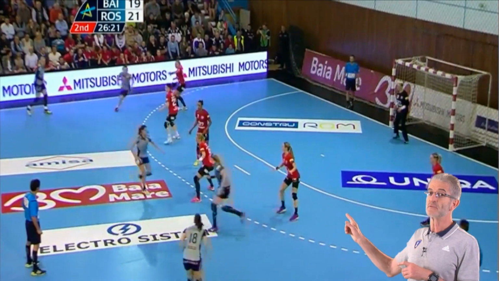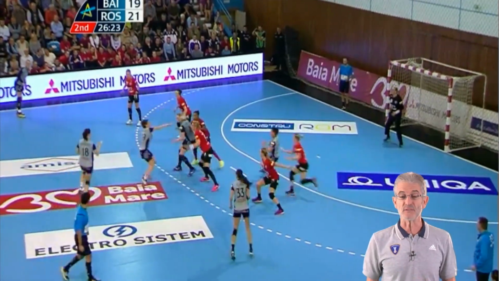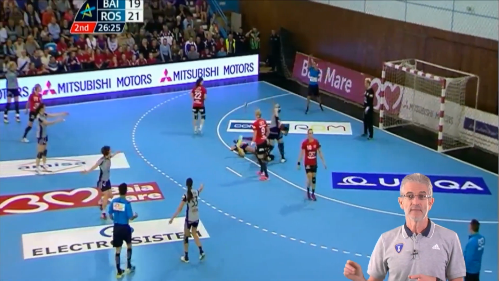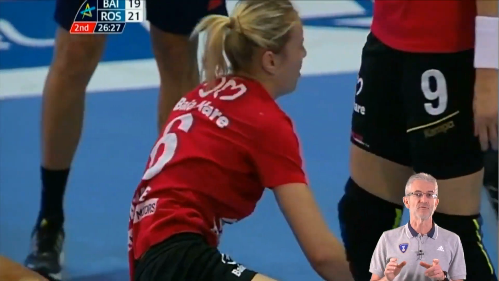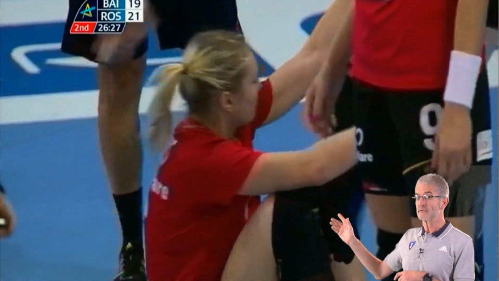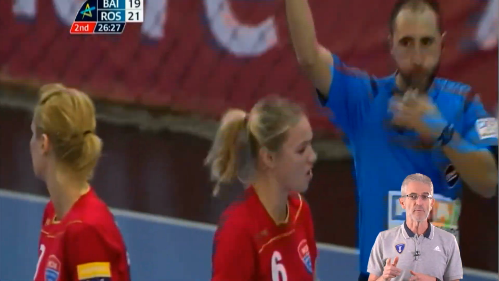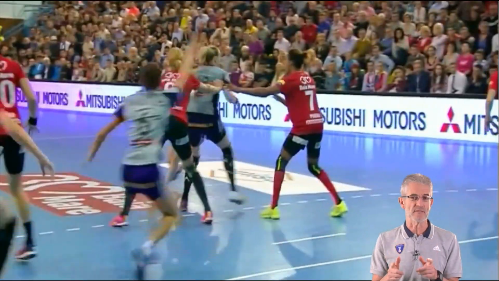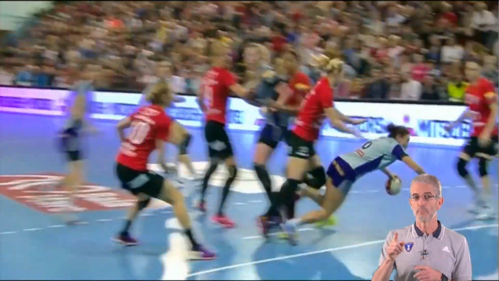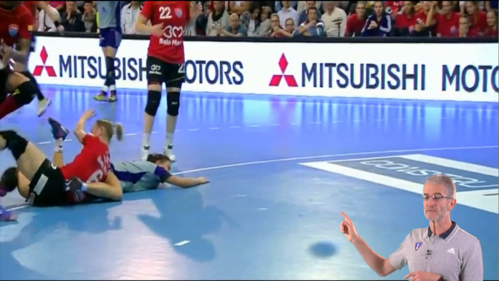You can see here in the video the transition of the wing player into the pivot position. And then the reaction of the defender is a little bit late, pushing her from behind. The decision of the referees is very correct. 7 meters plus direct 2 minutes immediately. Also, pay attention to the body language and the information of the goal referee.